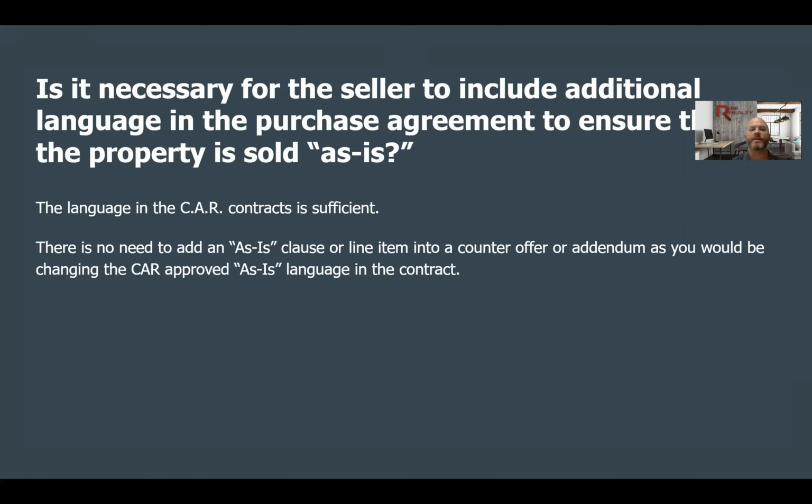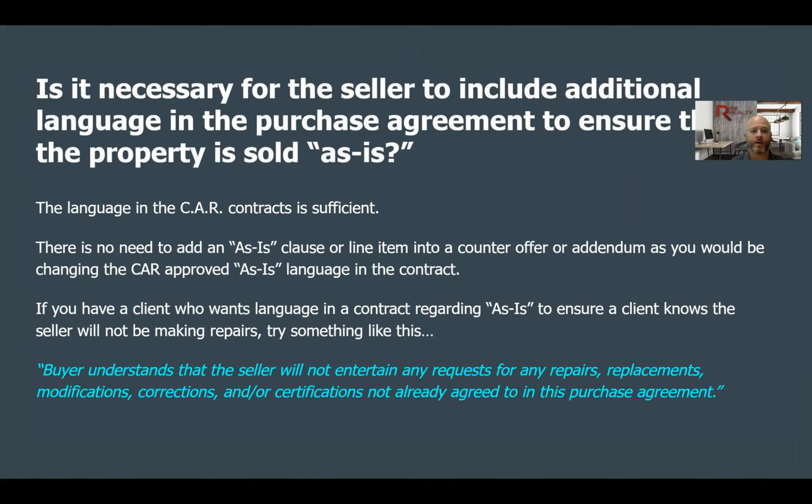There's no need to add an additional as is clause or line item to a counteroffer or addendum, as you would be changing the as is language in the contract. We all have those clients that are like, look, I want to make sure the buyer knows we're not making any repairs to this house whatsoever. So if you have that and you need to put something in there to kind of satisfy the seller, or if you want to put the buyer on some additional notice about the property being sold as is, what you're really saying is the seller's not making any repairs to this. We already know the property's being sold as is.